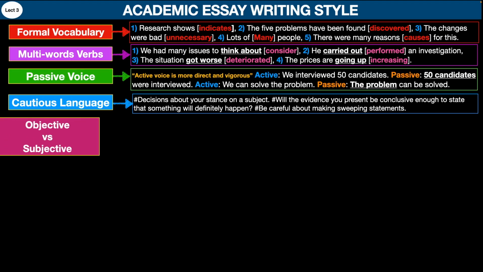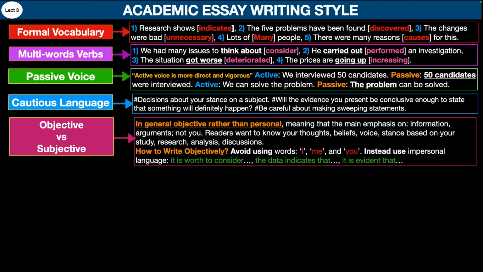Okay, the next is objective versus subjective language. In general, we use objective language rather than personal. So what does it mean? It means readers want to know what information you are providing to them. What is your argument? They are interested in knowing your studies, what you have found, your voice, and your beliefs, your thoughts, based on your study, research, and analysis and discussions. They are not interested in knowing about you. They want to know about your argument.